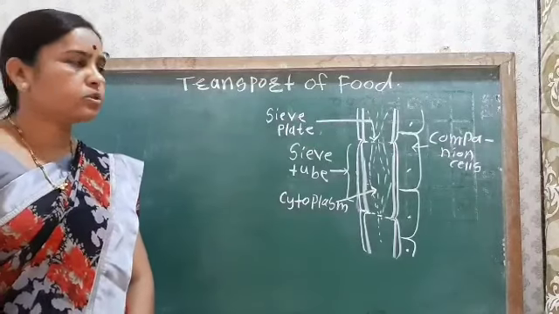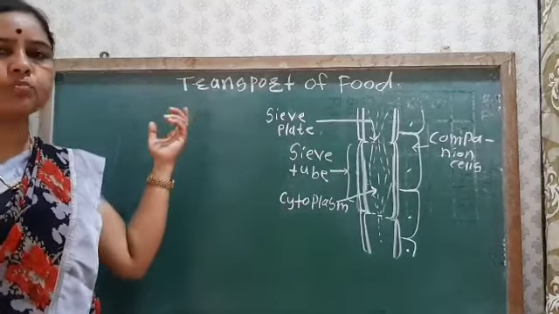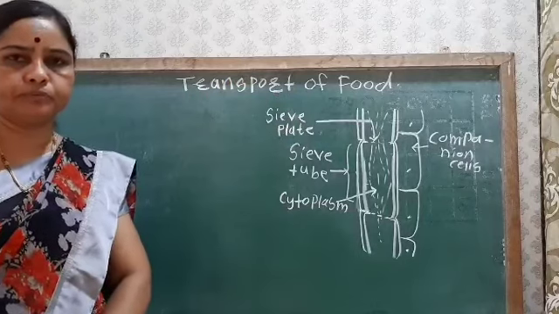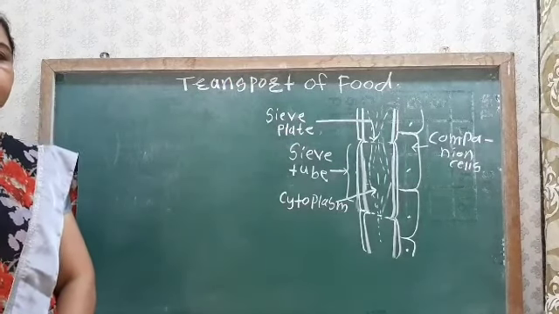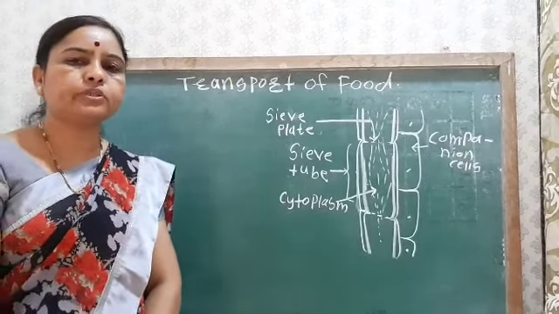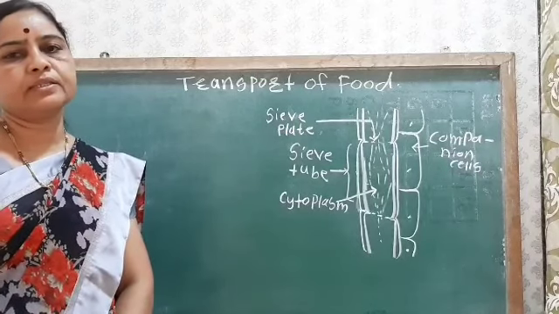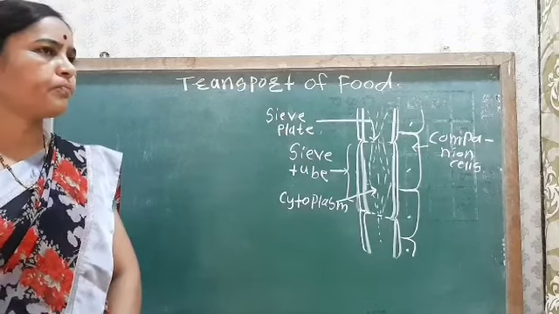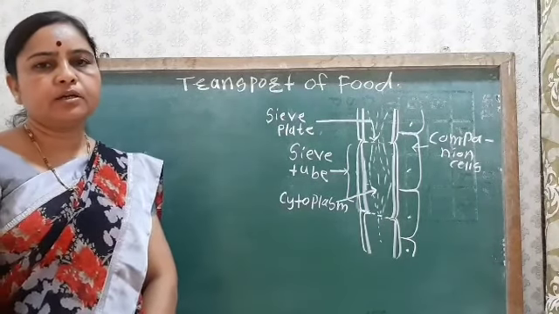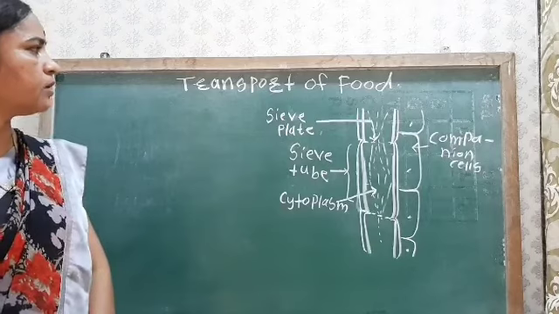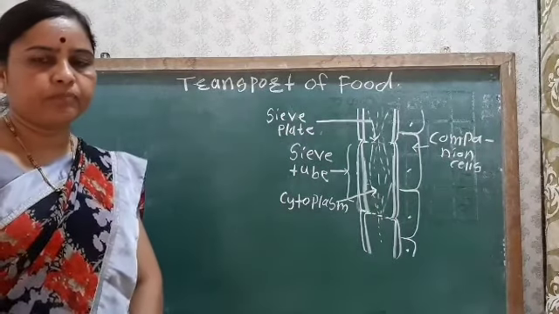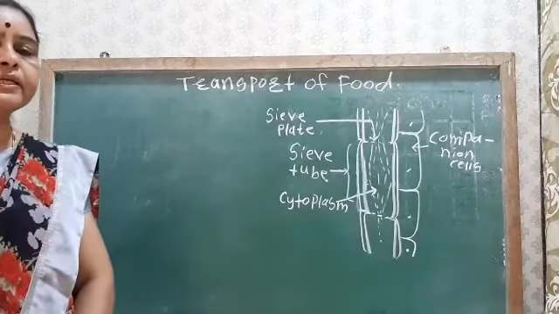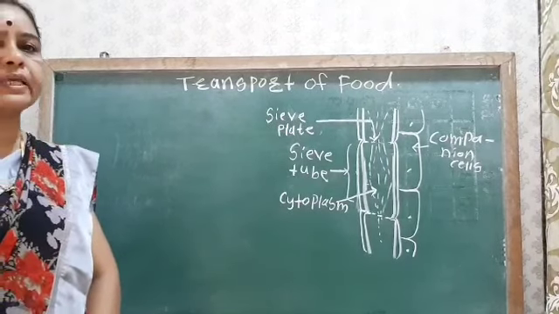Okay, students. So today we see the next point, transport of the food. In the last lecture we saw how the transport of water and minerals takes place, that is, how the mineral ions are transported from the root to the leaves. Today we see how the transport of food takes place. Here the food is mainly transferred from the source to the sink.